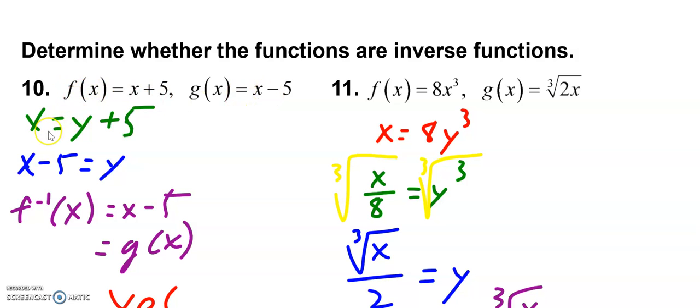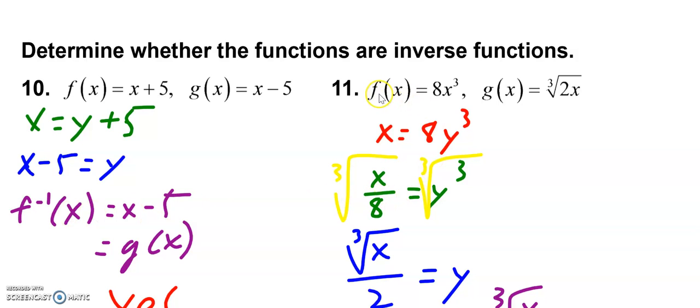So I switched the x and y, so I said x equals y plus 5. I subtracted the 5, so I get x minus 5 equals y, so then f inverse of x is x minus 5. Wait a minute, that's also g of x. So yes, these are inverses of each other, because g of x equals the inverse of f.